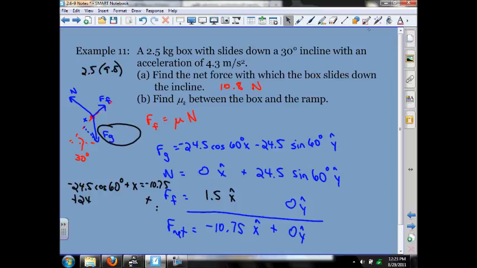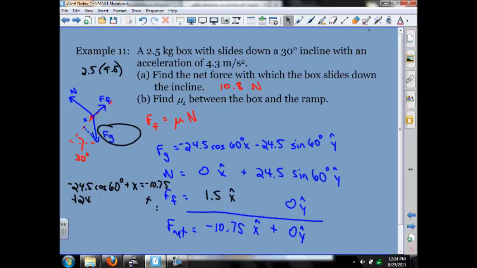The problem with that would be friction would have x and y components, normal force would have x and y components, and since it's sliding in that direction, now if you didn't rotate your axis, the net force would also have x and y components. But then it would be way more messy.